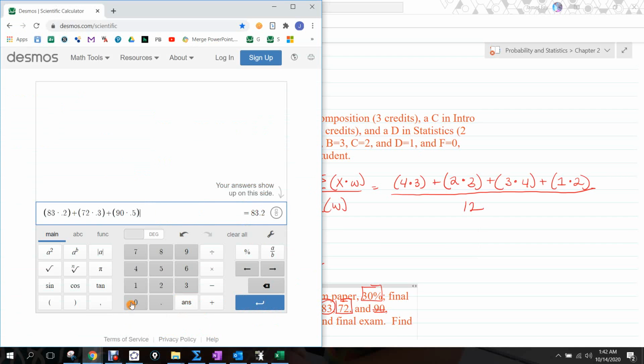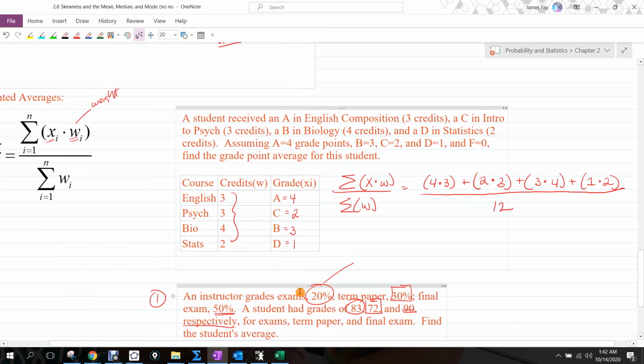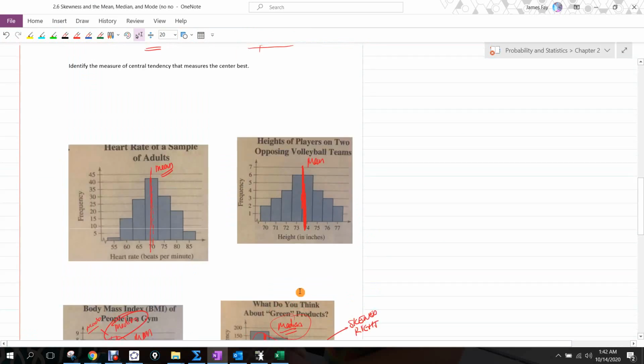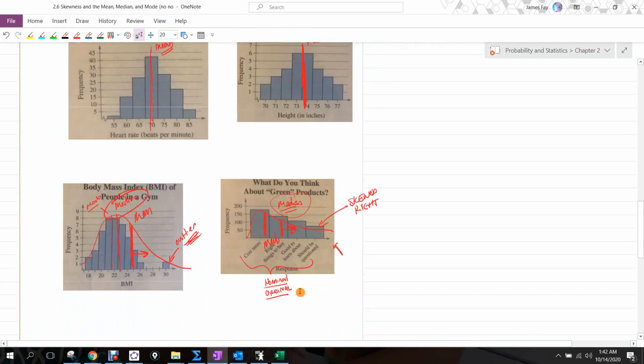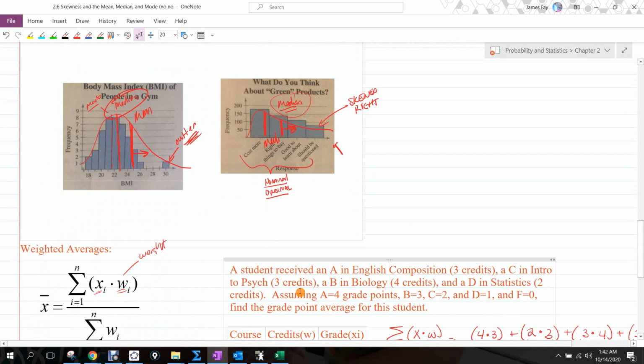We should be able to do this quickly. We have 12 plus 6 plus 12 plus 2, and we'll divide that by 12, and there's the GPA that this individual is receiving. So those are weighted averages. You see a couple of those in our homework. Not a huge deal, but if you have any questions, please don't hesitate to ask.